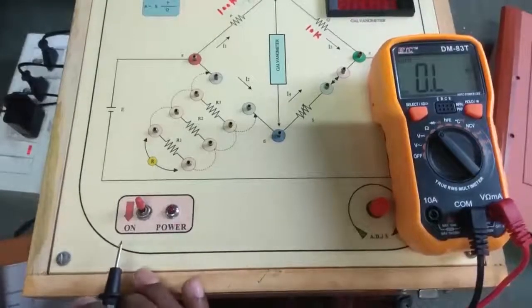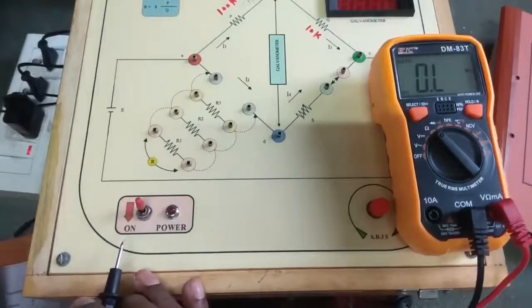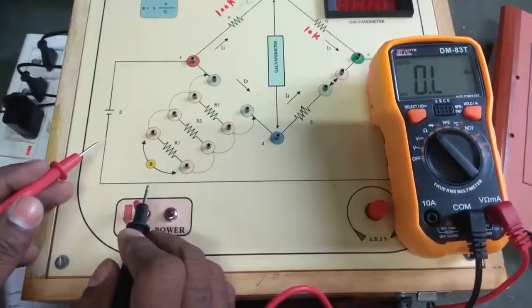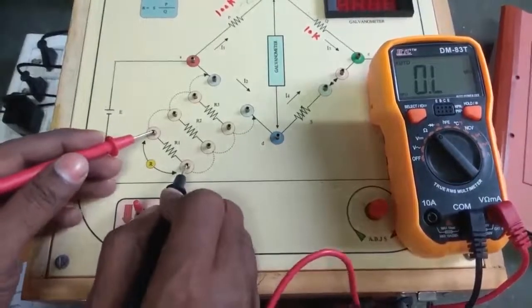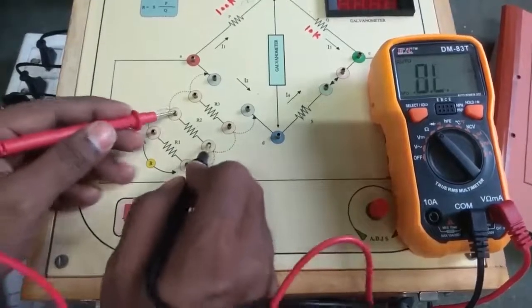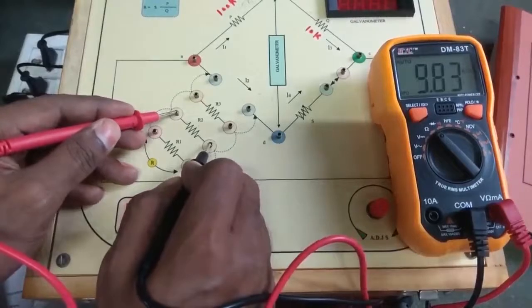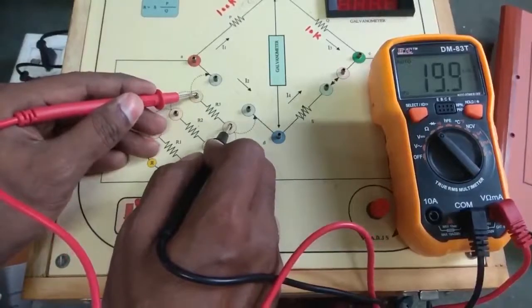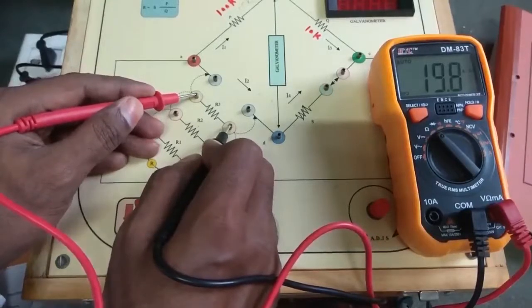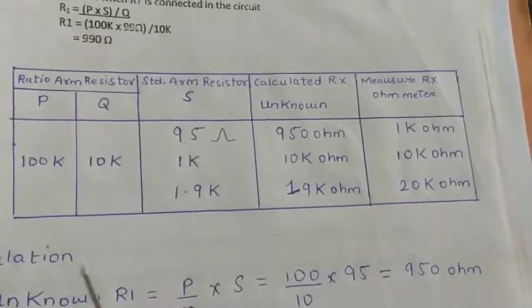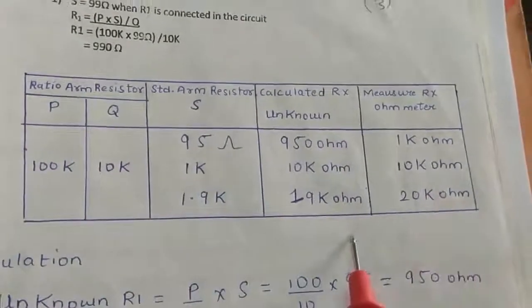We will calculate the unknown resistance by the formula. At the same time, we will also measure the standard value of the unknown resistance with the help of the multimeter. R1 resistance is showing 1K, R2 is 10K, and R3 is 20K. So we will compare this meter reading with the calculated reading. Now we will note down all the readings in the observation table.